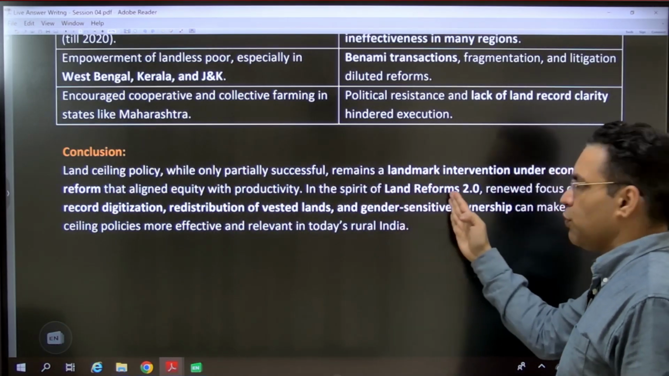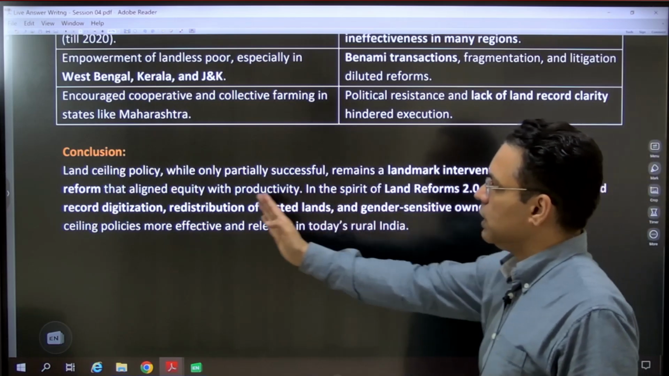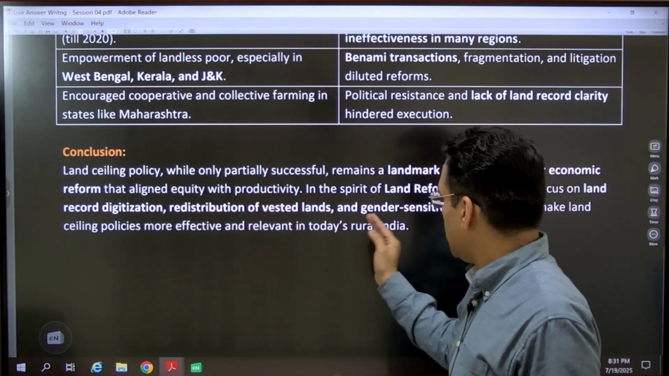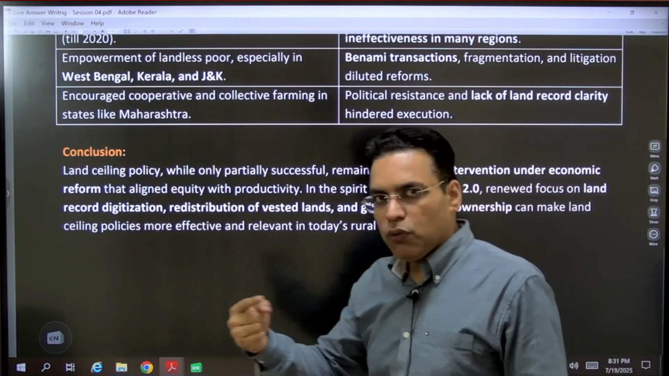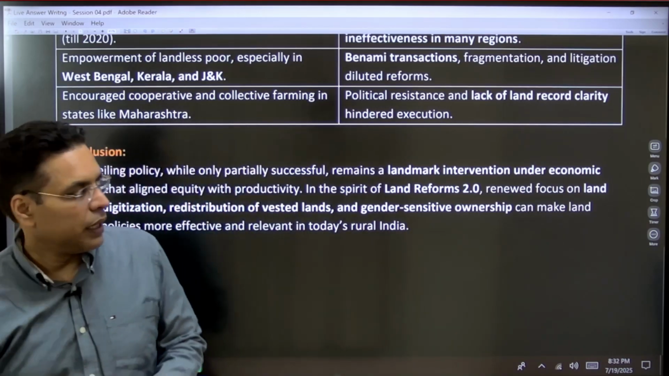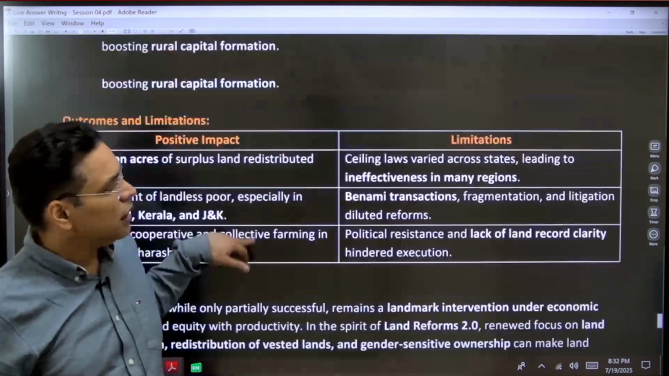Now you have to bring land reform 2.0. Land reform 2.0 is about digitalization, redistribution of land and gender sensitive ownership. Women ownership को भी हमें बढ़ाना पड़ेगा. So that completes the topic.